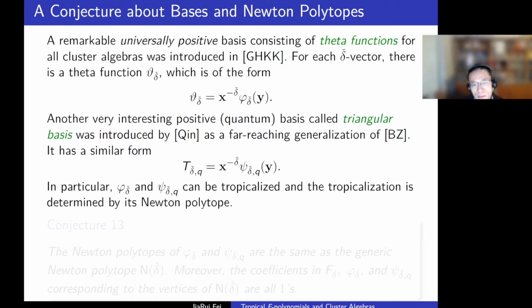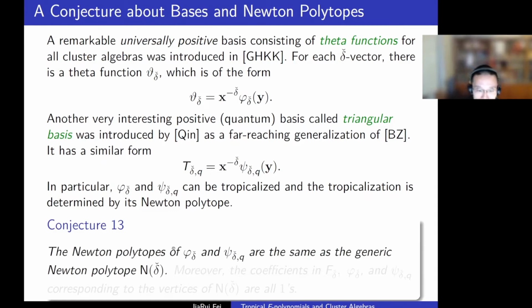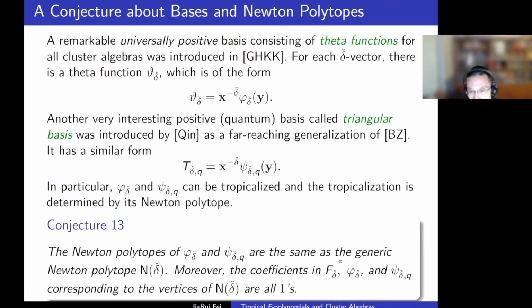Now, can we determine the Newton polytope of these guys? In fact, I have a conjecture. The Newton polytope of the theta basis, this part, the Newton polytope of this part and this part, they are the same as the generic Newton polytope we just introduced. And moreover, for the coefficients of the F-polynomial for this part, I'm not considering all the coefficients. I only consider those coefficients corresponding to the vertices in the Newton polytope. The conjecture is that those coefficients should be all ones.